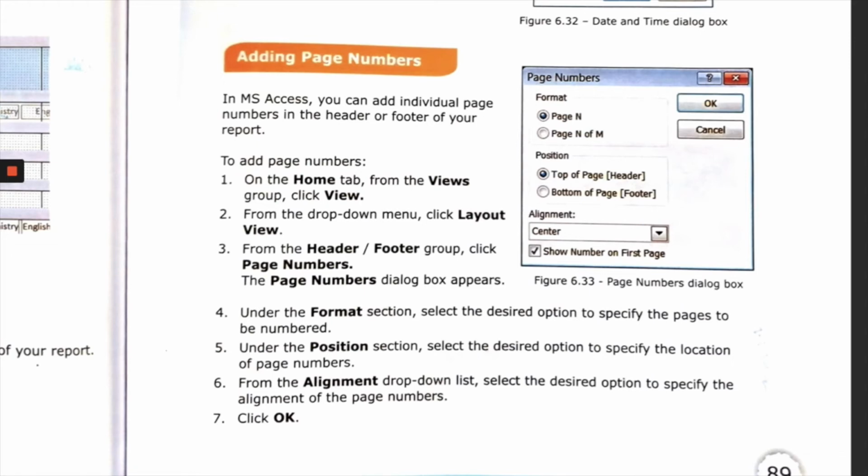Under the Format section, select the desired option to specify the pages to be numbered. Under the Position section, select the desired option to specify the location of the page numbers. And from the Alignment drop-down list, select the desired option to specify the alignment of the page numbers and click OK. So there are three things that appear: the Format section, which specifies the pages to be numbered, the Position, which shows where you need to place your page number, and the Alignment, which specifies the alignment of the page numbers. Then you click OK.